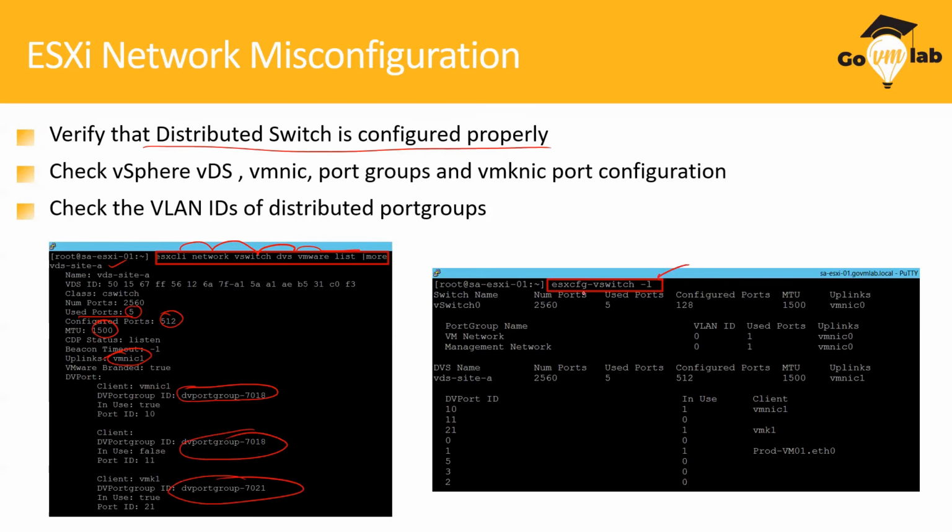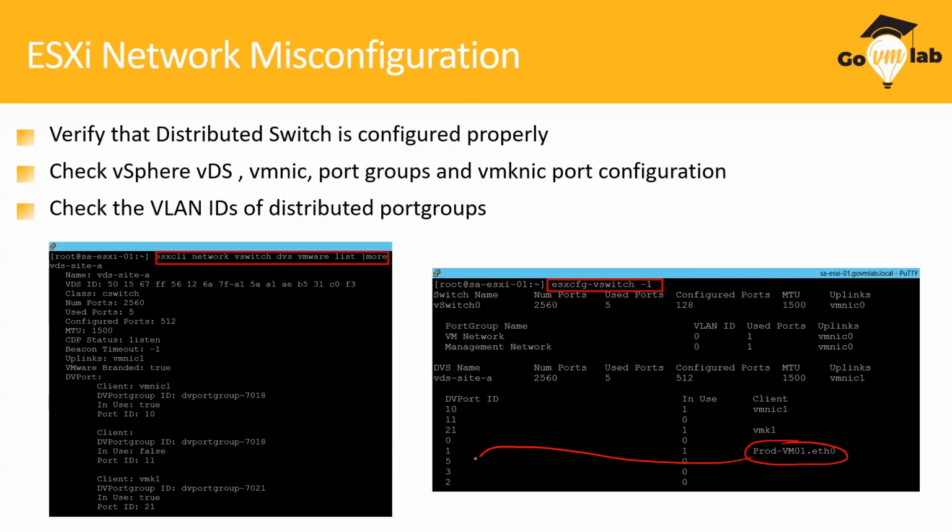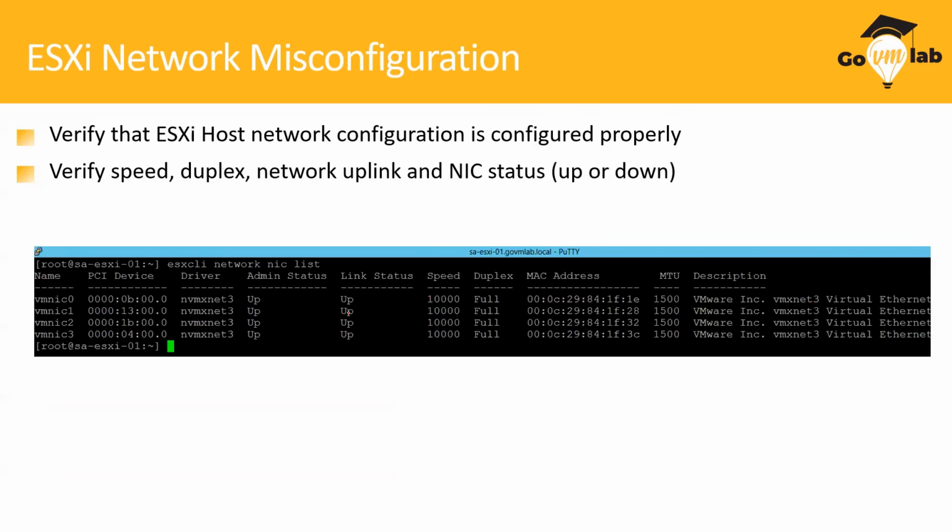Or you can run this command also, esxcfg-vswitch -l, which lists down both of the switches. This is my standard switch, this is my distributed switch, the respective uplink attached to each switch, and the port group names. It gives you that here, right? And it also tells you which entities are connected here. So it tells me that prod VM01 is connected to this particular port of my distributed switch, and this is the uplink, right? This is my vmk1 NIC connected to this particular port of this distributed switch. So it gives you all this information.